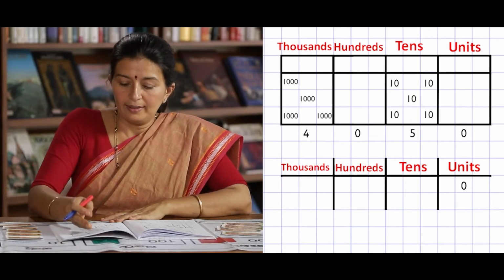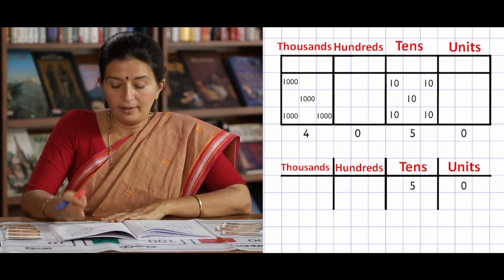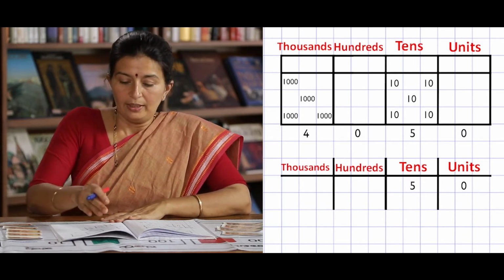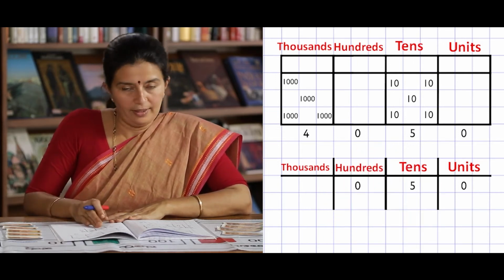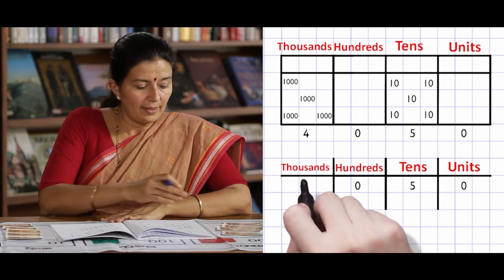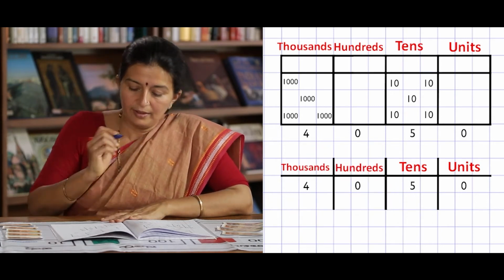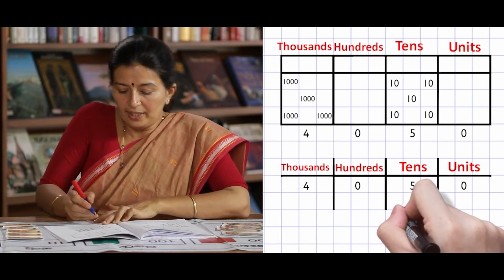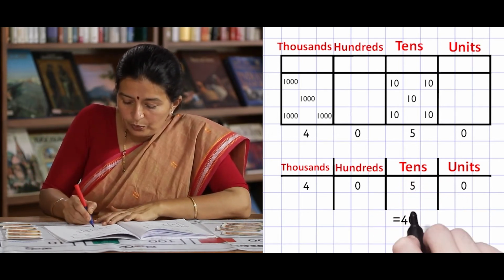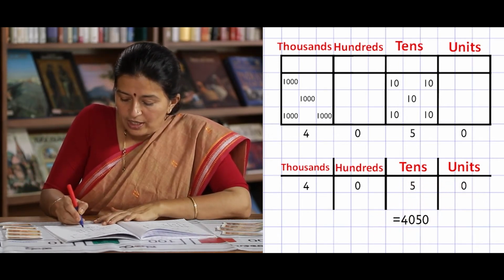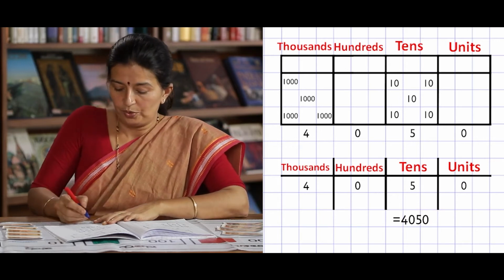Now, this number, how do we write it in the place value mat? In units place, there is nothing, so 0 there. In 10's place, it is 5. In 100's place, there is nothing, so we wrote 0. And in 1000's place, it is 4. So we wrote 4. That is, how to read it? It is 4050.